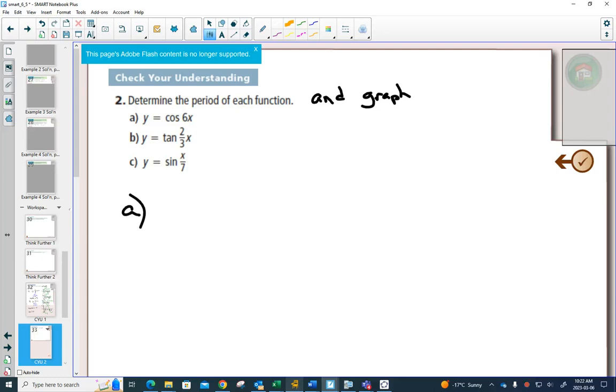Also going to graph each of these and then figure out the period. Now, if you had cos of 6x, I hope that you can see that this would be a horizontal compression because that 6 is inside of cos, and that you would multiply your x values by 1/6.